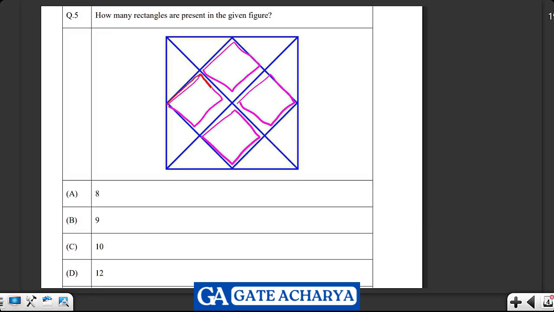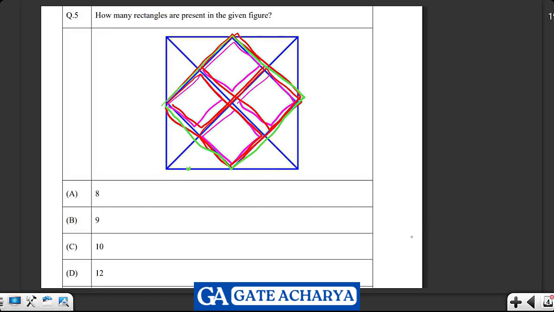This is one rectangle, like you can see in this red color. This is your fifth. This is your sixth. Then this is your seventh, and then this is your eighth. Then this whole figure is also a rectangle, right? So this is your ninth one. And the last one is your entire outer rectangle, this one.